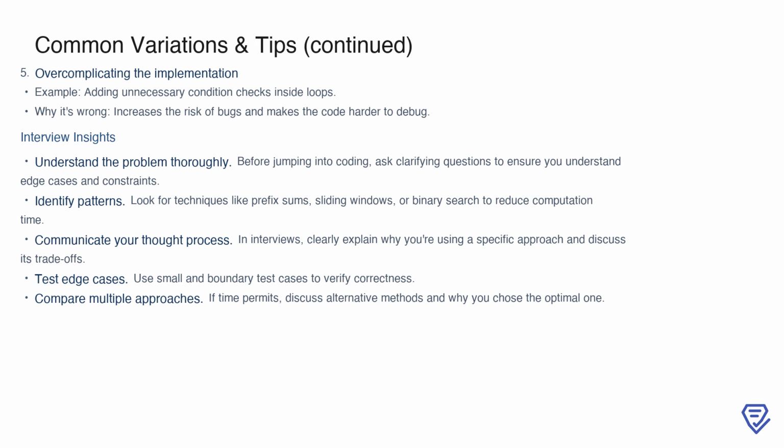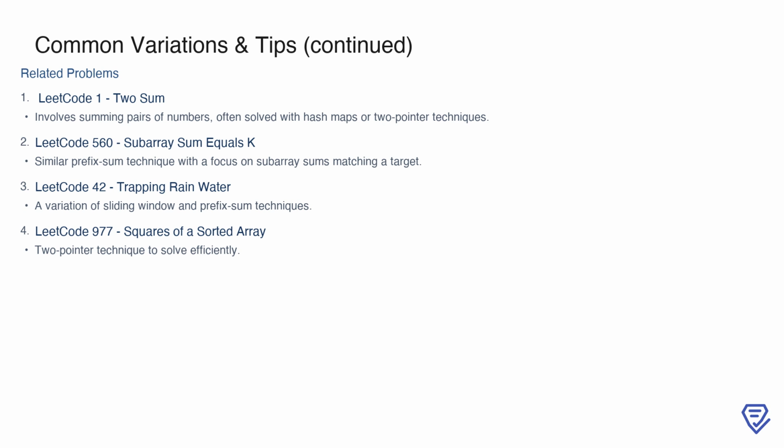Testing edge cases is another critical step. Small and boundary test cases can help verify the correctness of your solution. Finally, if time allows, consider comparing multiple approaches. Discussing alternatives and explaining why you chose the optimal one demonstrates a deeper understanding of the problem. Understanding related problems can help you recognize patterns and apply techniques effectively.